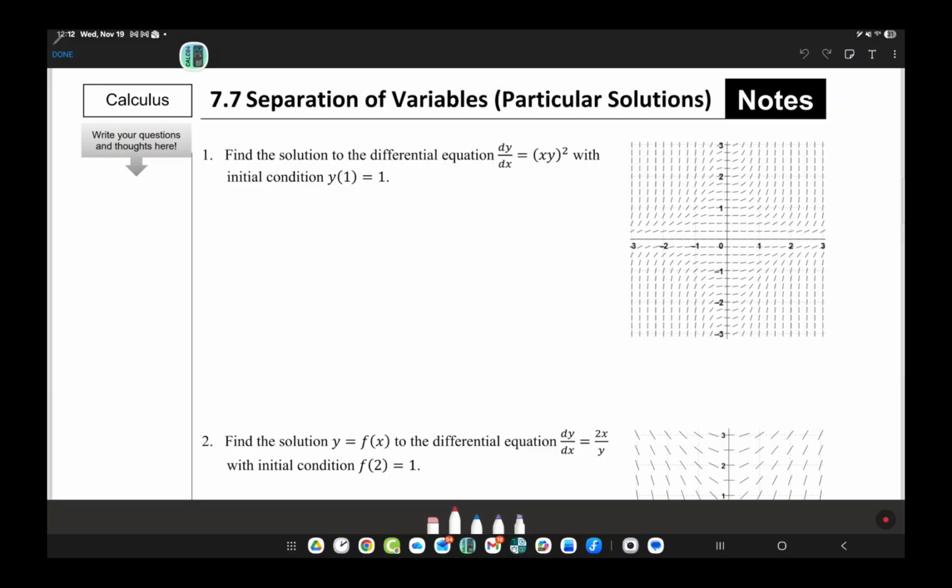Yesterday I wasn't here. The day before we did separation of variables for general solutions. Today we're talking about particular solutions. The slope field is unnecessary. It's just there to show you that we have all these possible solutions. We will have one eventual solution, so we can graph it if we really wanted to, and we probably will just to show you the difference. But it's not really necessary to actually answer the question.